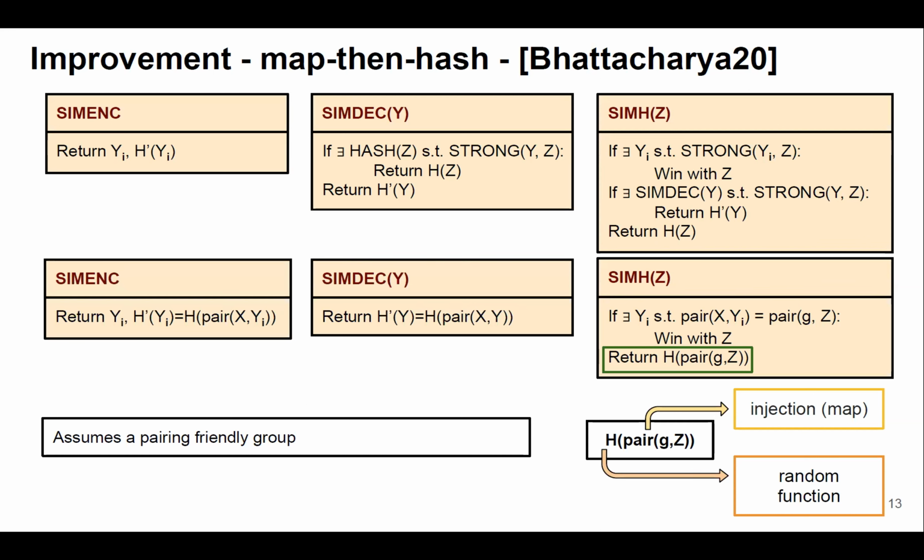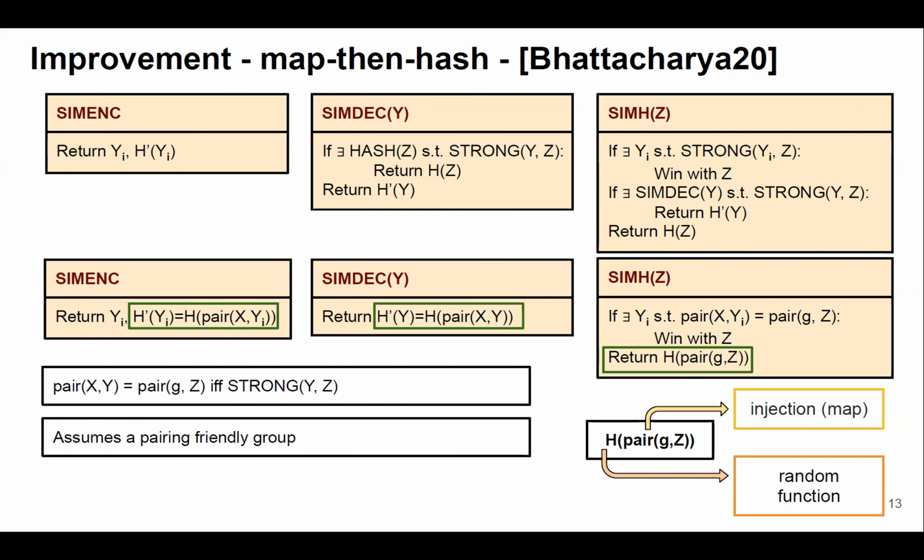To maintain consistency between all oracles, inside SIMENC and SIMDEC, we define H' as H applied to the pairing of X and Y. This allows us to maintain perfect consistency between H' and H because pairing of X, Y equals pairing of G, Z if and only if Strong of Y, Z holds. So we're able to maintain consistency for free by computing the hash in such a backdoored manner.